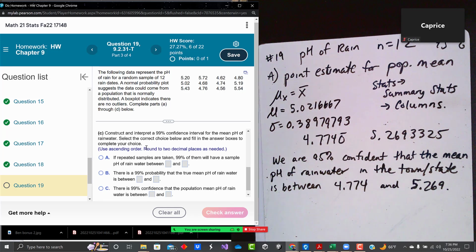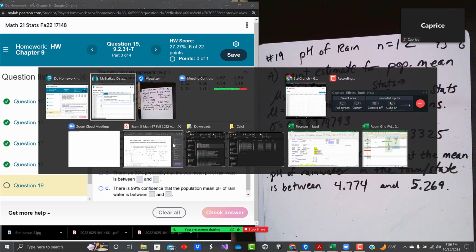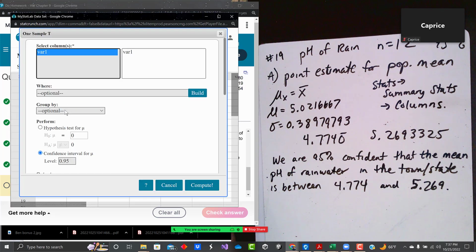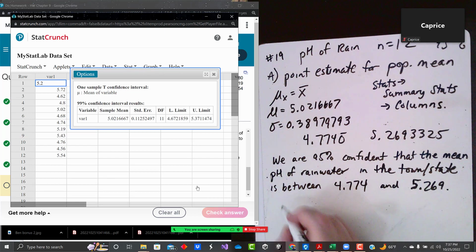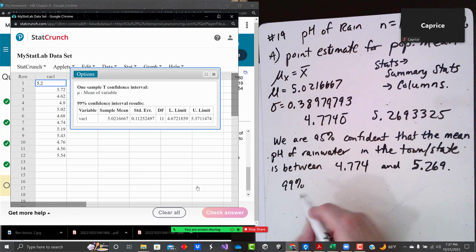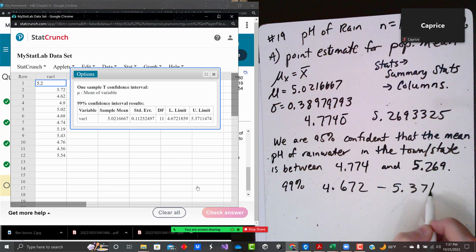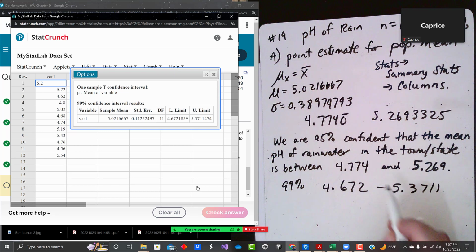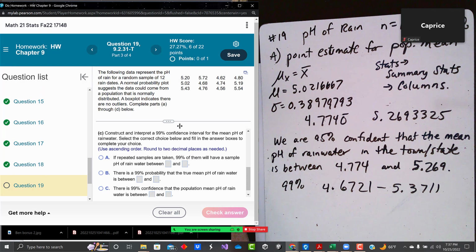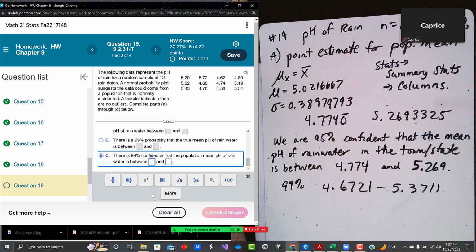Now they want us to do a 99% confidence interval. That's easy. I can go back and I can just edit this. Say 99%. So I just edited it, or you could reopen it and restart again. Again, we're looking for confidence. Still two decimal places.